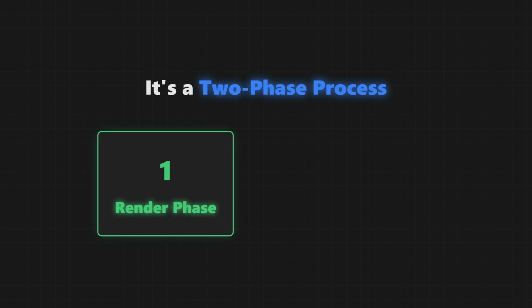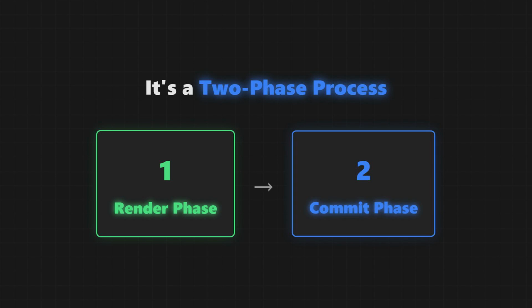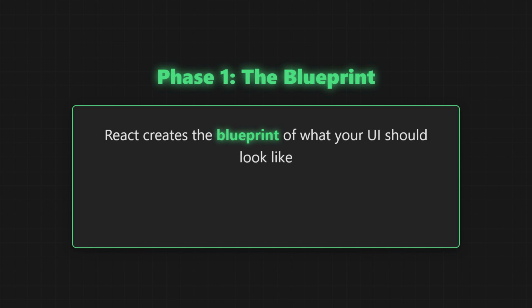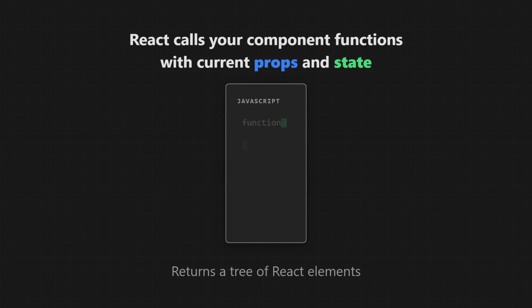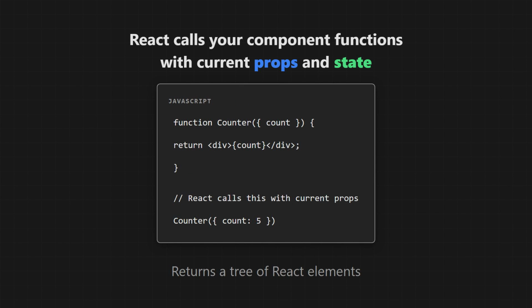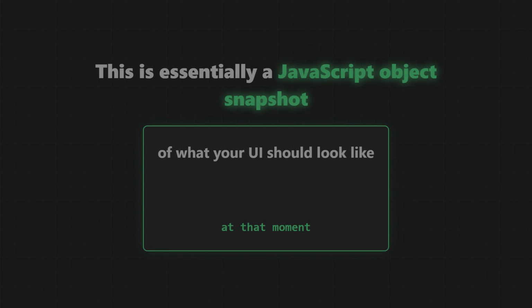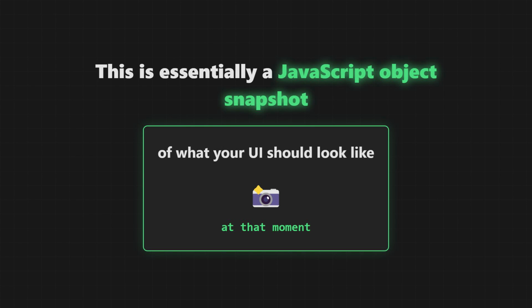It's a two-phase process that happens every time your app needs to update. First, we have the render phase, where React creates the blueprint. React calls your component functions with the current props and state, and they return a tree of React elements. This is essentially a JavaScript object snapshot of what your UI should look like at that moment.